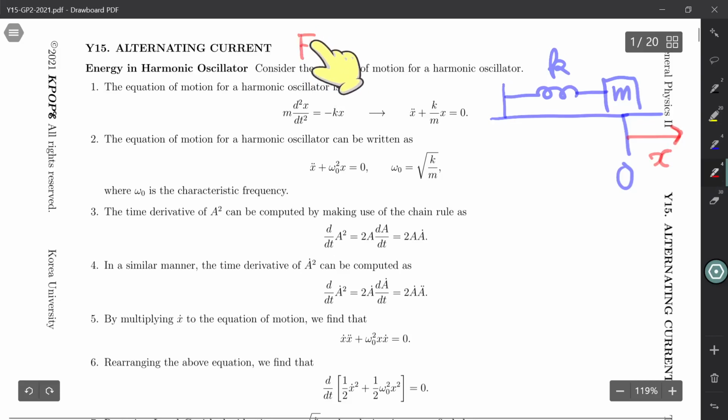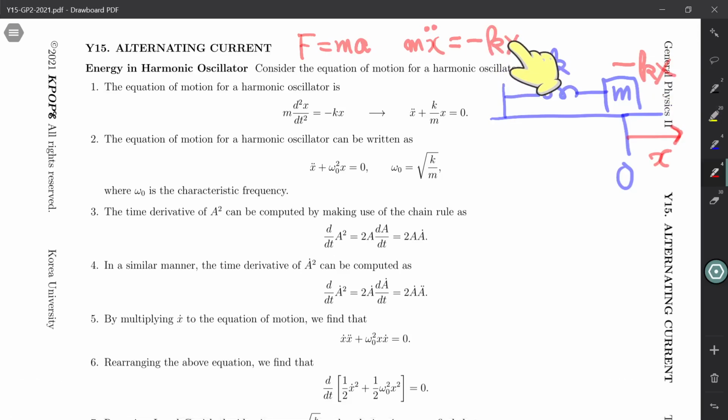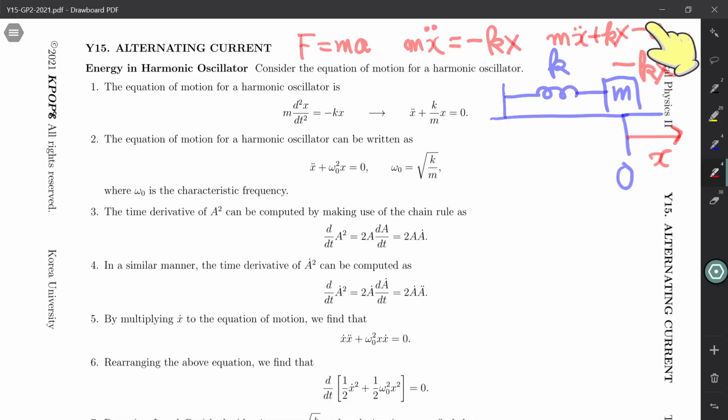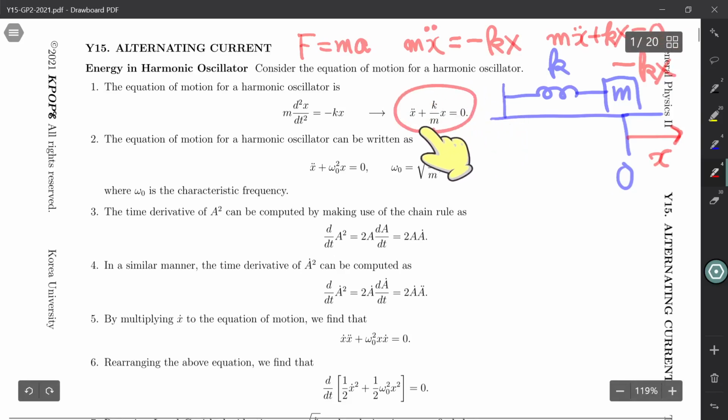Then F equals ma, mass times acceleration is the force, and this force is opposite to the displacement, which is minus kx. We move minus kx to the left side, and divide both sides by the mass. Then we have this expression.